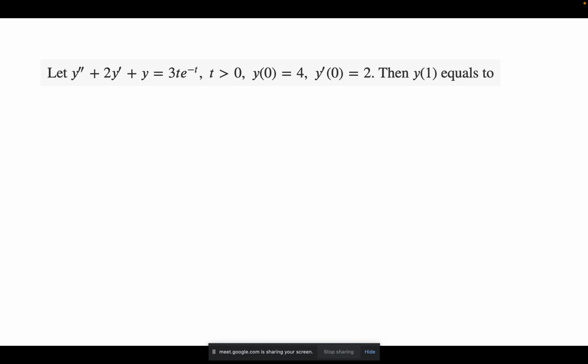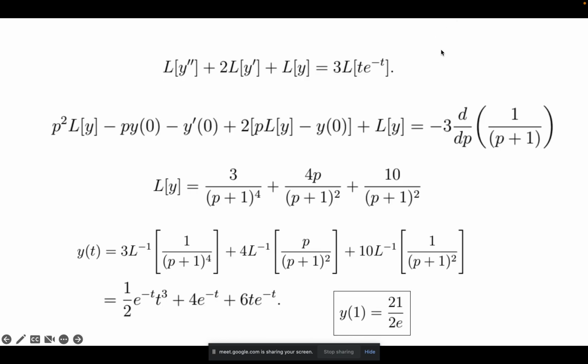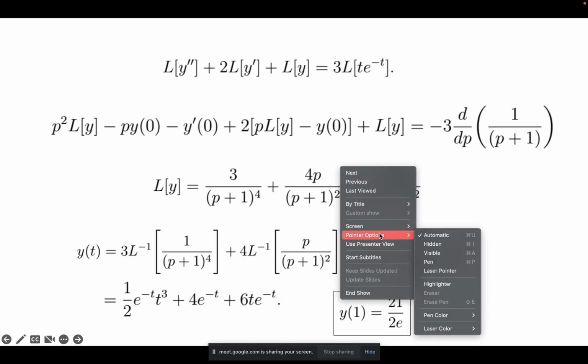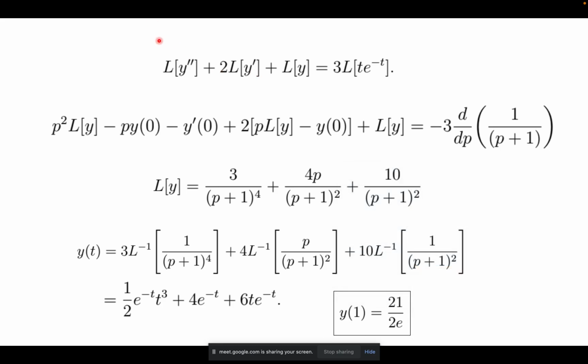In such a question, the problem is asking to solve this equation, right? You need to find the value of y that satisfies this equation. So in this case, you take the Laplace transform on both sides. Let's go through the solution. You are given y double dash plus 2y dash plus y is equal to 3t e^(-t), so you take the Laplace transform on both sides.